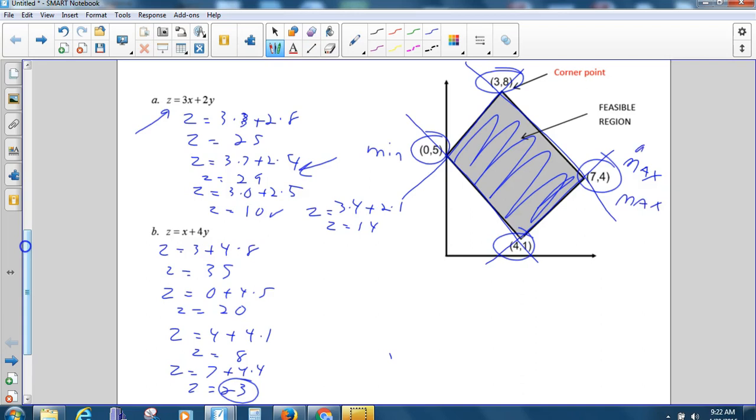This is for A, and this is for B. Nope, I lied. 35. Just see if you're paying attention. 35, which we get from the point (3, 8). So our actual maximum on this one, on B, is up at (3, 8). And our minimum is at (4, 1). That's for B. Okay?